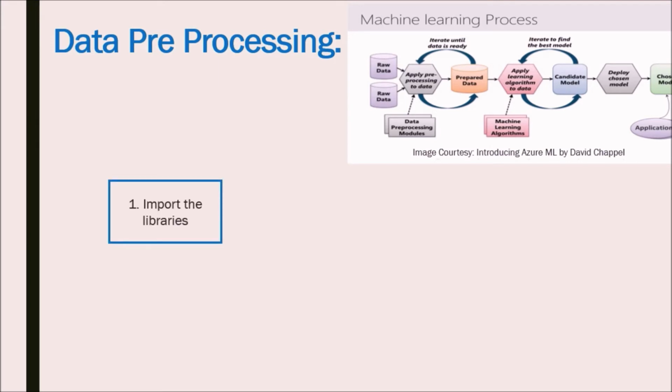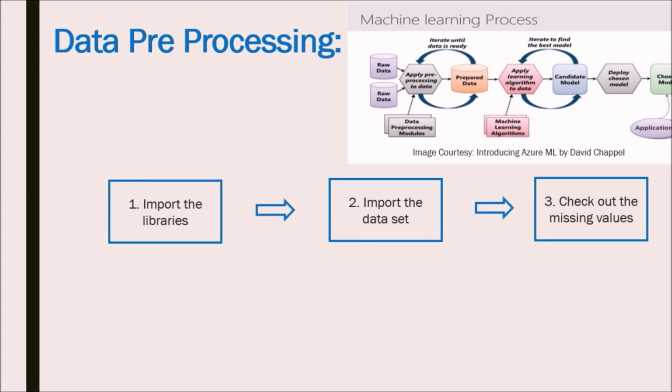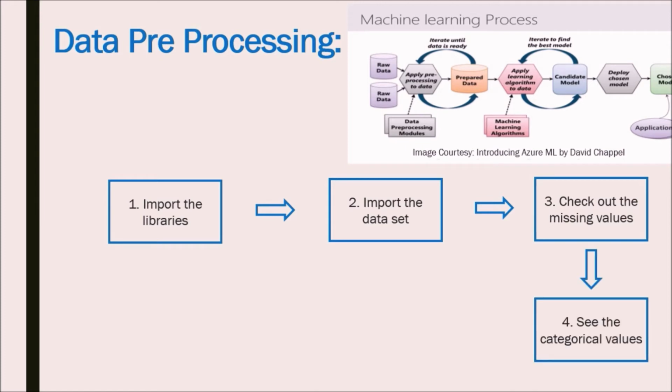The first step is importing the libraries. The second step is importing the data set. The third step is checking if our data has any missing values and applying various techniques to handle these missing values. The fourth step is to check if our data has any categorical values.